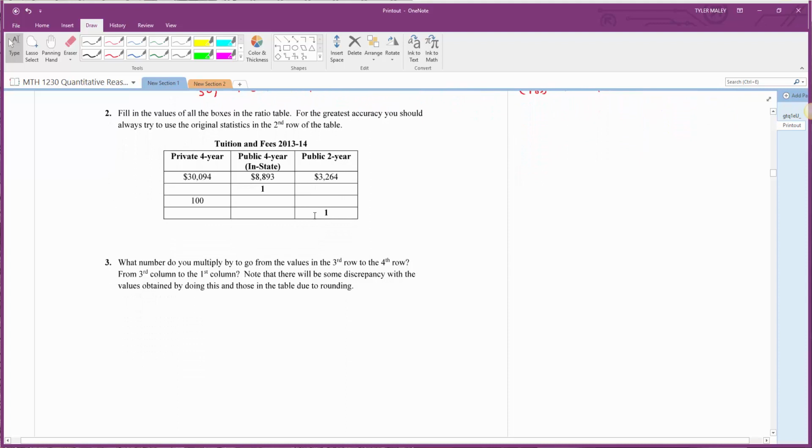All right. So then, looking at number 2, it says fill in the values of all the boxes in the ratio table. For the greatest accuracy, you should always try to use the original statistics in the second row of the table, right? So anytime that we're filling in the box, we should always be using these values in the first table, because these are exact values. If we don't use these values and we use values anywhere else, we're most likely going to have a rounding error, right?